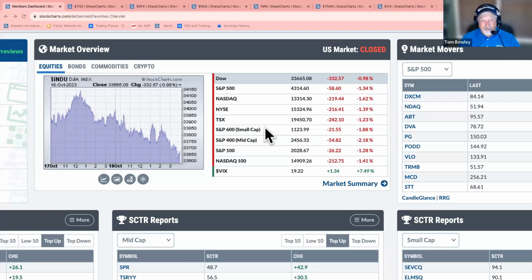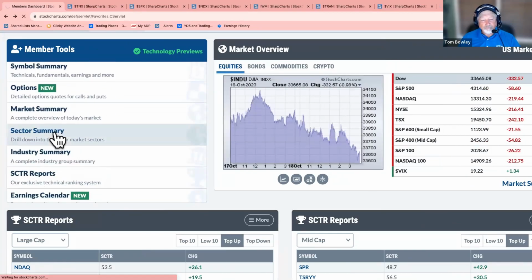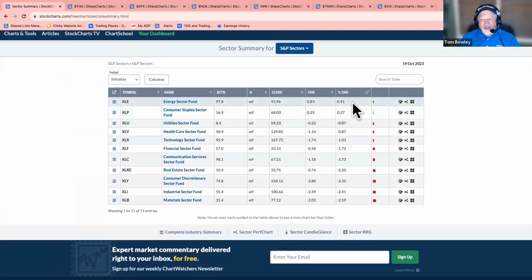Looking at the sectors, I wanted to take a look at the sectors real quick. If you look at the action yesterday, the energy group rose 0.9% and consumer staples were up about 0.4%. Then notice the other nine sectors were all down close to 0.9% or more. Utilities and healthcare were both down about 0.9%, but there were four groups down more than 2% yesterday. Real estate was down 2.2% and consumer discretionary down 2.35%.